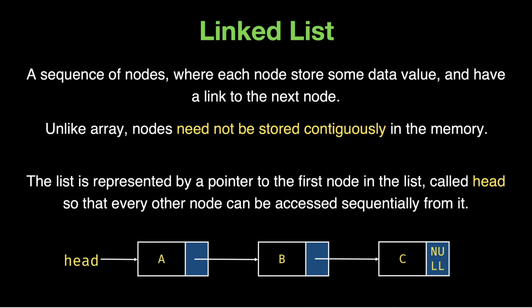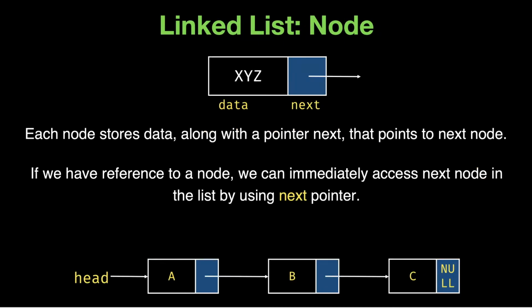The list is represented by the pointer to the first node, that is the head pointer, and by using the head pointer we can access each and every element in that list. We can just traverse through the list. If we see the node of the linked list, it consists of data and a next pointer. This next pointer points to the next node in the linked list. So if we have a reference to a node, then we can immediately access the next node by using this next pointer.